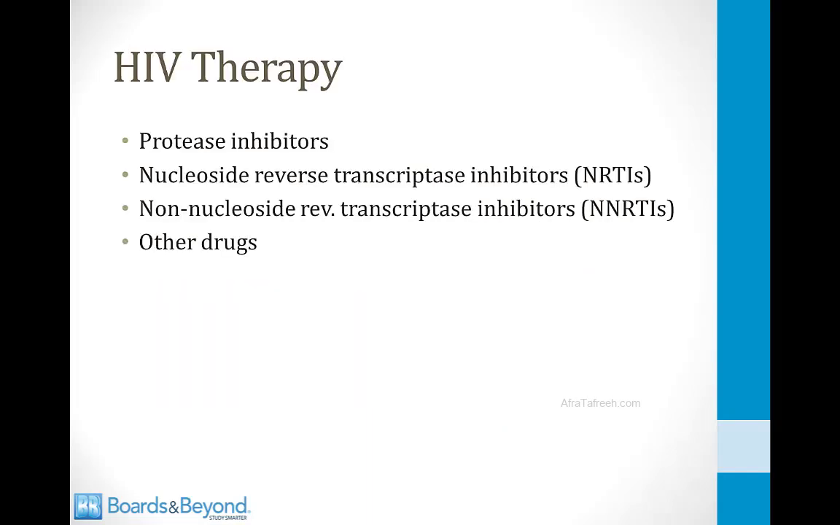The drugs used to treat HIV infection generally fall into one of four categories. The first group are the protease inhibitors. There are two groups of reverse transcriptase inhibitors. The first ones are called nucleoside reverse transcriptase inhibitors, and the second group is called the non-nucleoside reverse transcriptase inhibitors. And then finally, there are some other drugs that don't really fall into one of the other three categories.